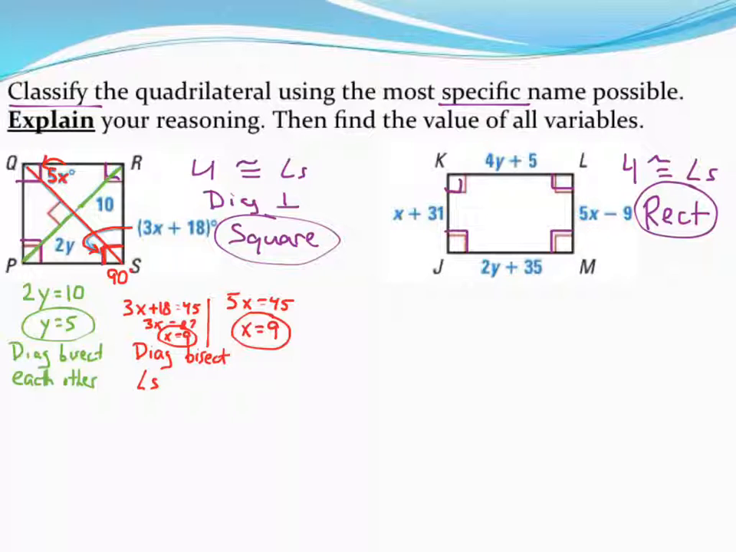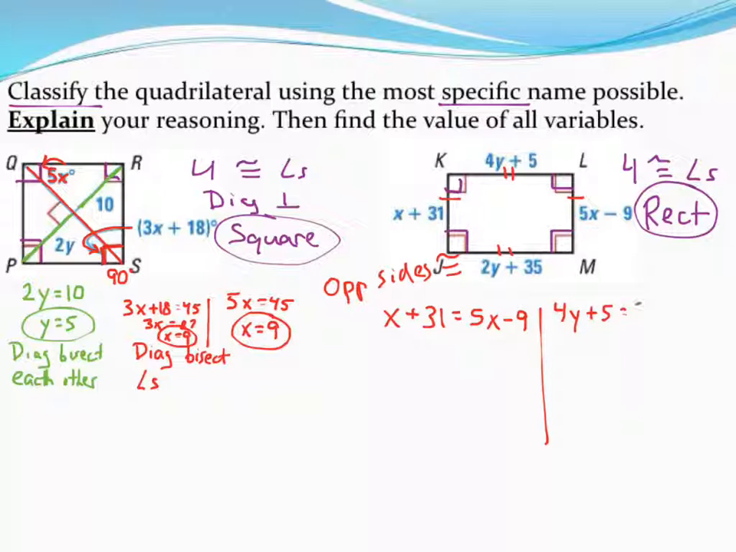For your rectangle, let's also find x and y. This time the x's and y's are on the sides of the rectangle. One of the properties you have for the sides of a rectangle is that opposite sides are congruent to each other. So x plus 31 has to be equal to 5x minus 9. That's true of all parallelograms, not just of a rectangle, but that's the property I'll use this time. That's one of the equations I need to solve, and we'll do the same thing to find y. Now, all the sides are not congruent to each other, because that would make it a square, but opposite sides are congruent. So my second equation is 4y plus 5 is equal to 2y plus 35.